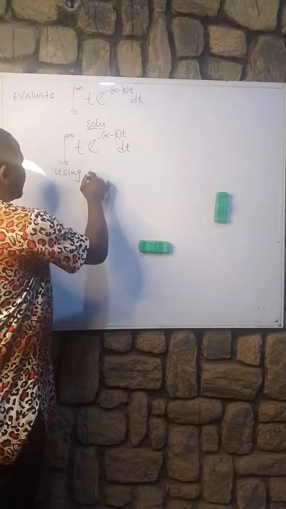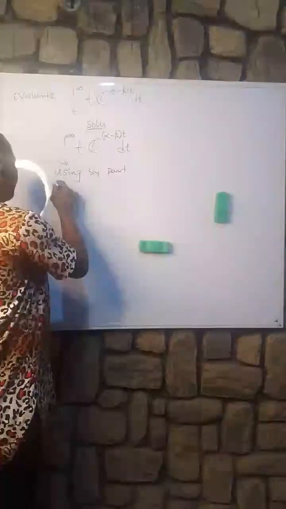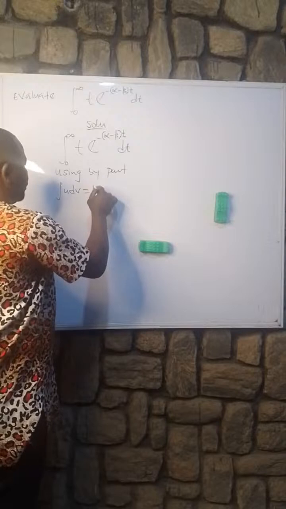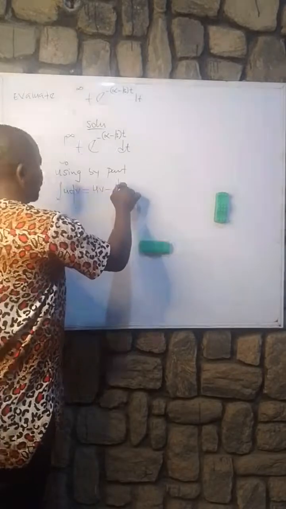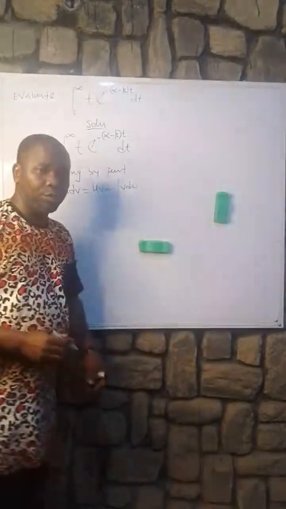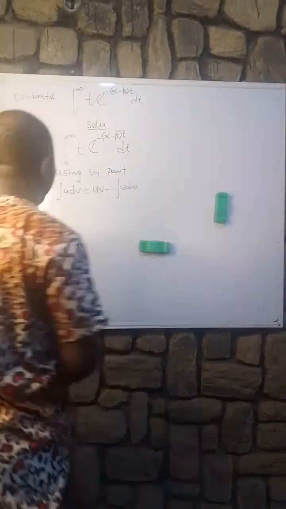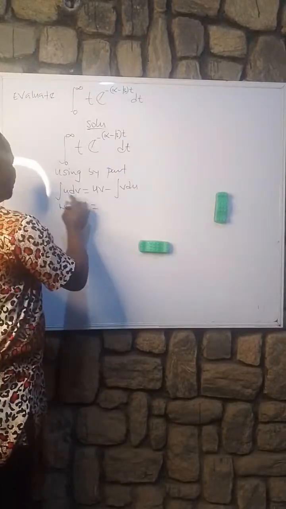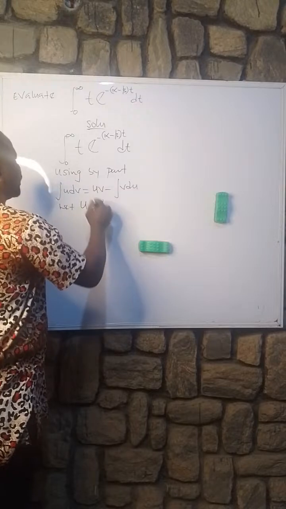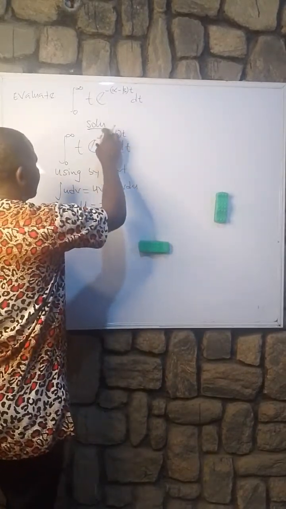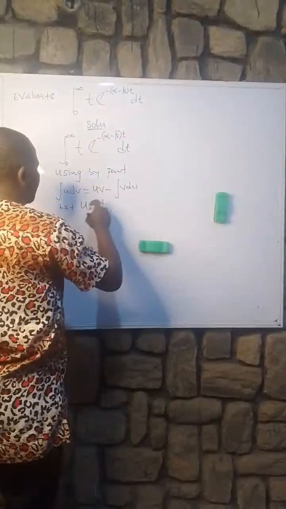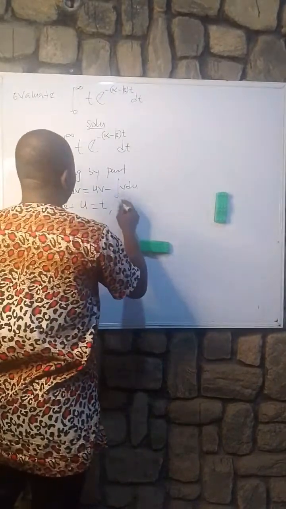using by parts, the formula is integral u dv equals uv minus integral v du. Hope you are following. Is that clear? Whenever you have this, it will be equal to t, and this exponential minus open bracket alpha minus beta close bracket t will be equal to the dv. Is that clear? Take notes.